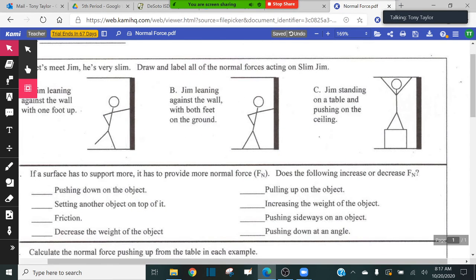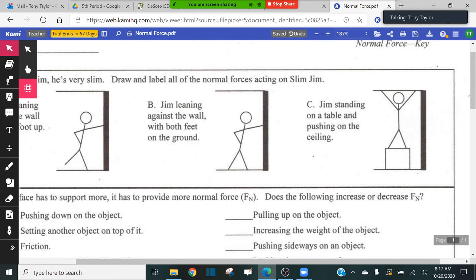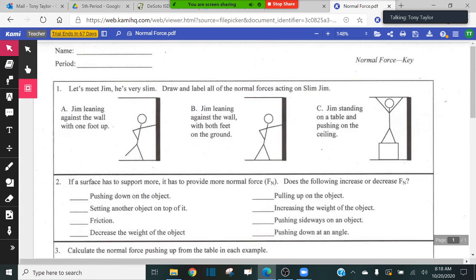Guys, I want to close the day looking at a few examples, just to be sure everybody's clear on how to correctly draw their normal force. So look at this situation here where we have various illustrations. It says, let's meet Jim. He's very slim. Draw and label all the forces acting on Slim Jim.